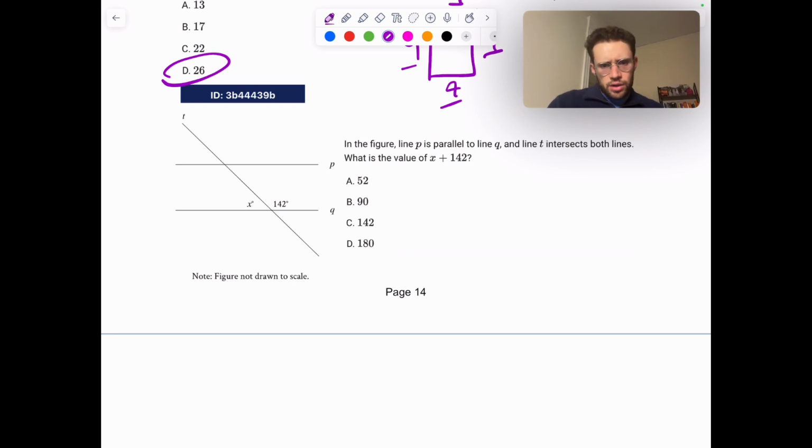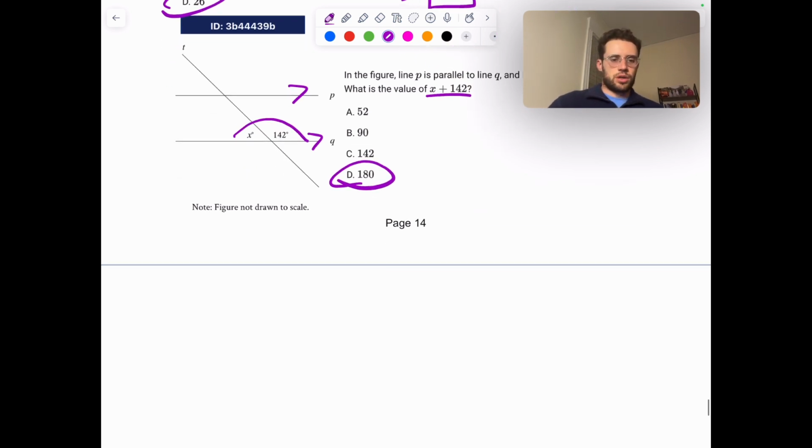In the figure, line P is parallel to line Q, and line T intersects both lines. What is the value of x plus 142? Okay, so this one, you don't even have to do any math here. You just know that those two make a linear pair. So if you add them up, they're going to add up to a straight line, which is 180 degrees. They're going to be supplementary. So that's all you got to do there.